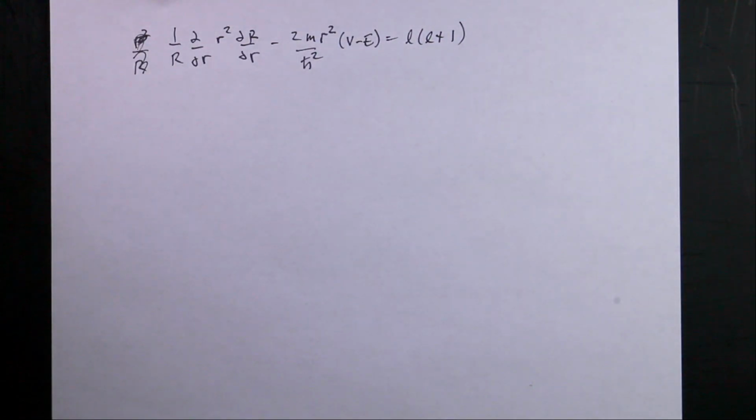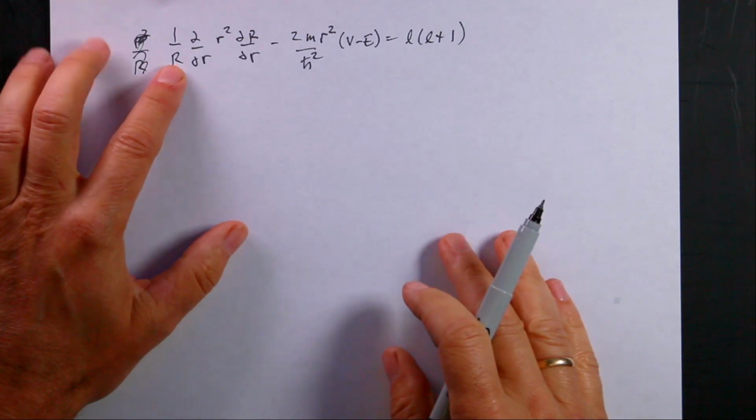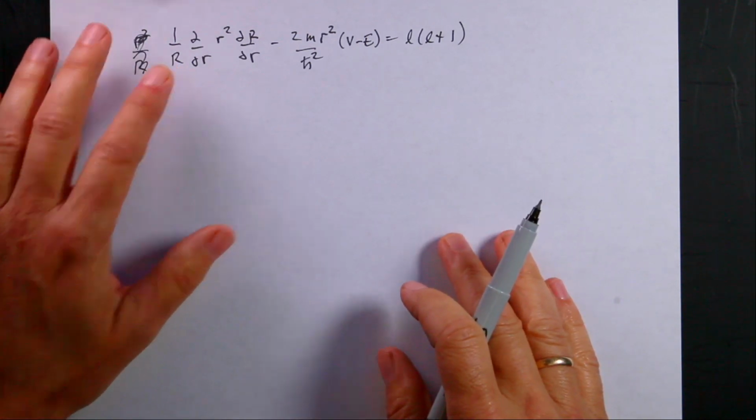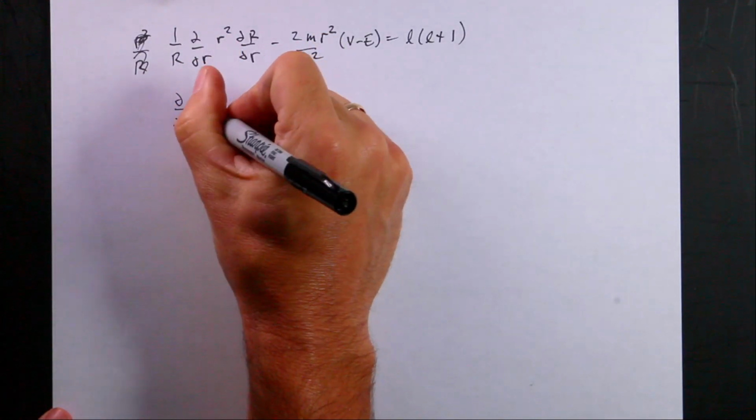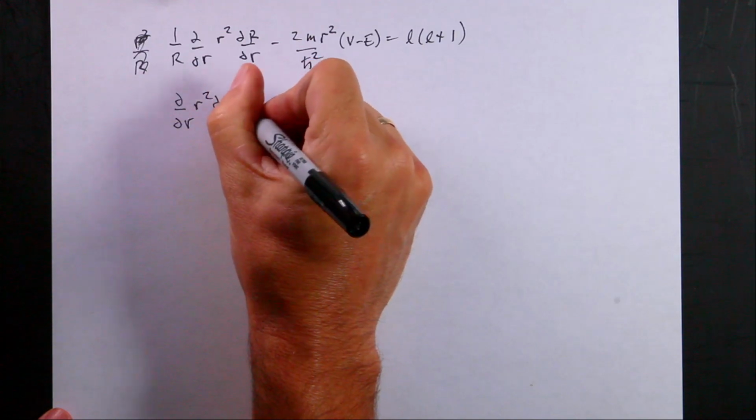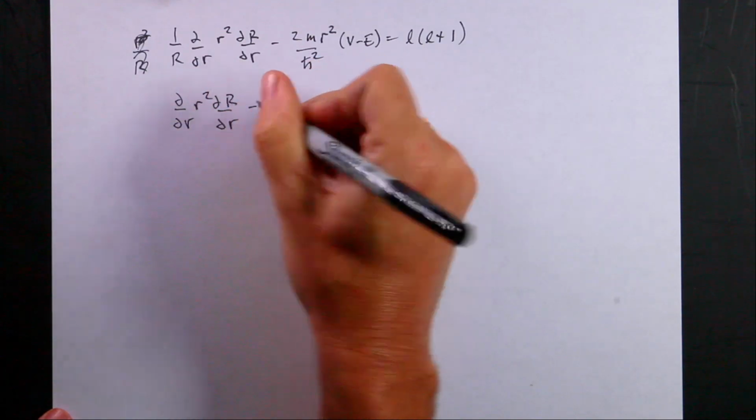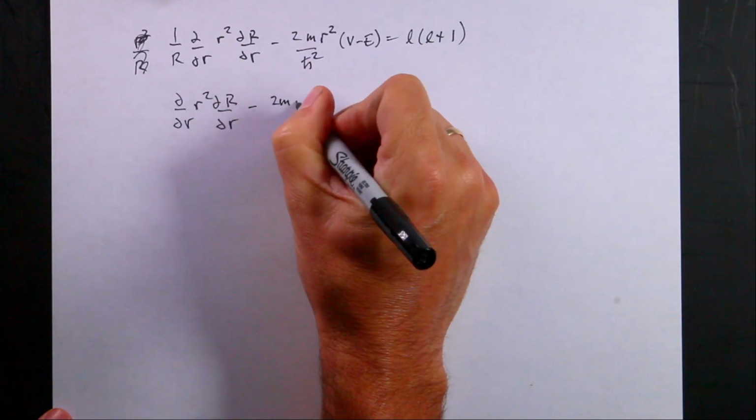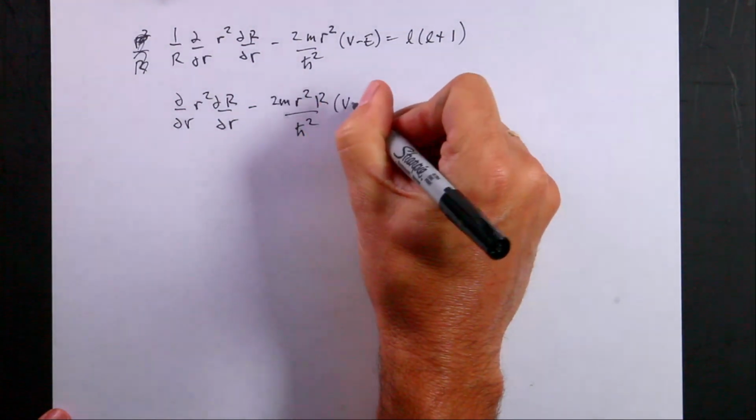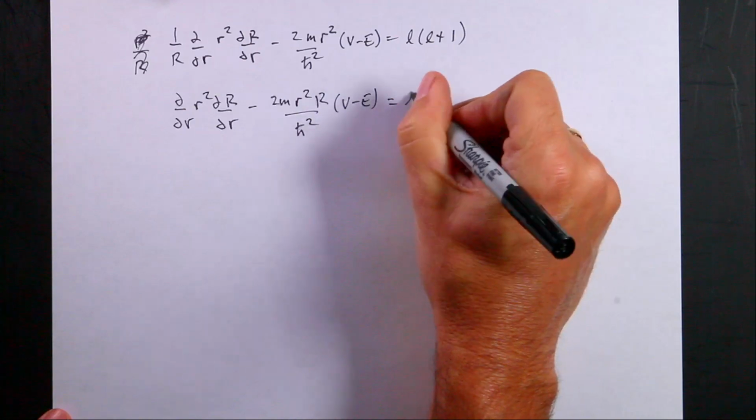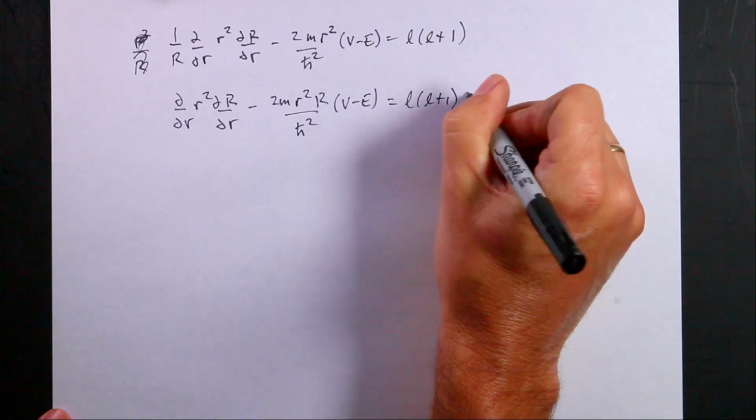I'm just double checking. And yeah. So I'm going to go ahead and multiply both sides by R. And I get partial with respect to r squared, partial of R with respect to r, minus 2m r squared R over h bar squared, V minus E equals L times L plus 1 R.